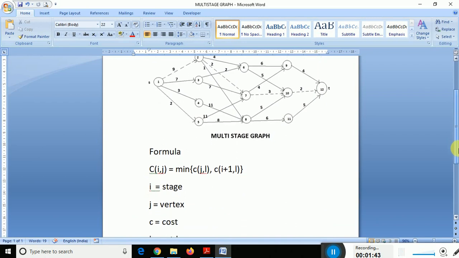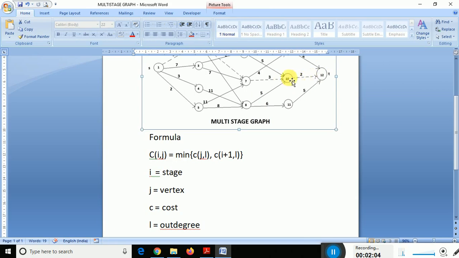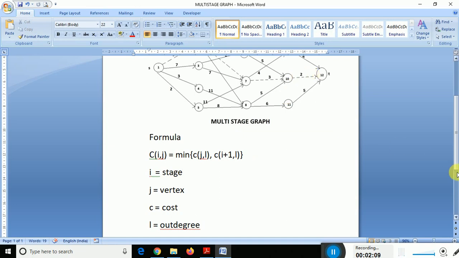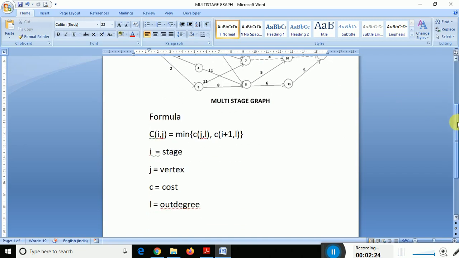So now here the formula is given and you have to remember this formula. C means cost, I means stage, J means vertex, min C J comma L. J is known as what? Vertex. L means what? Out degree. Out degree means from one vertex, how many vertices it is joined to. So that is known as L, that is out degree. So you understood now the basics of this. If we apply the formula, at the end we will find the shortest path, and for this multi-stage graph it is of 10 marks.